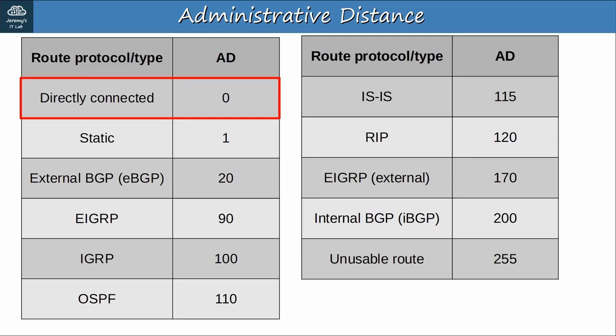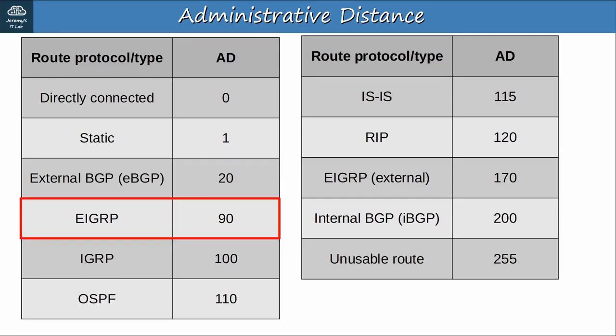So, the most preferred routes are those to directly connected networks. They have an AD of 0. Static routes are the next best. They have an AD of 1. Next up are external BGP, also known as eBGP routes, with an AD of 20. There is another kind of BGP, internal BGP, iBGP, which you'll see later.